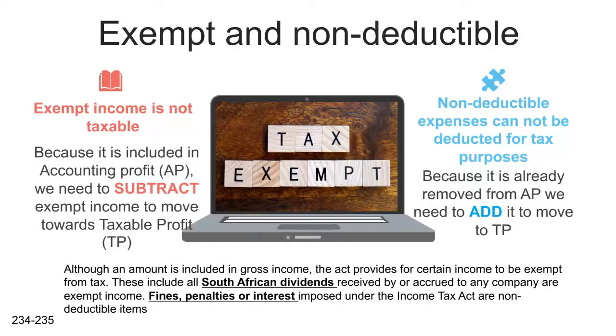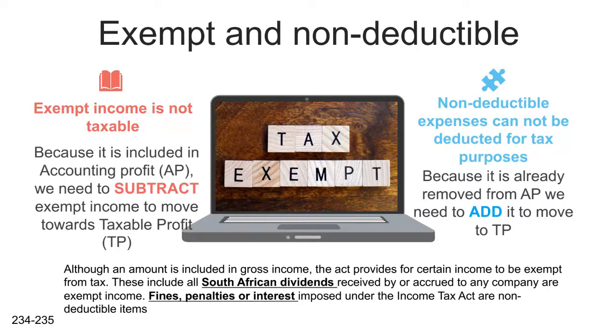So income that is exempt or income that cannot be taxed must be subtracted or removed from accounting profit. Why? Because it has already been included in accounting profit. So you remove it in order to move closer to your taxable profit, or you subtract it in order to move closer to your taxable profit.